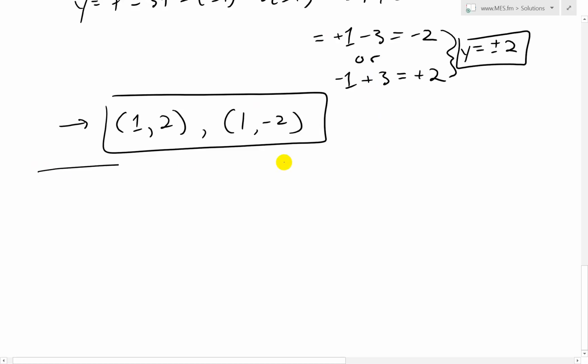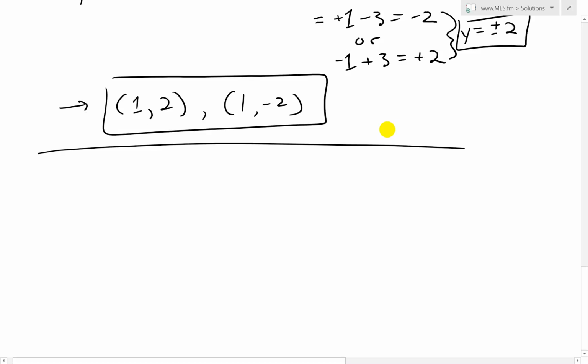And now what we want is the vertical tangents. Vertical tangents are when we have just a vertical line, when the slope dy over dx is a vertical line. In other words, it's approaching infinity.